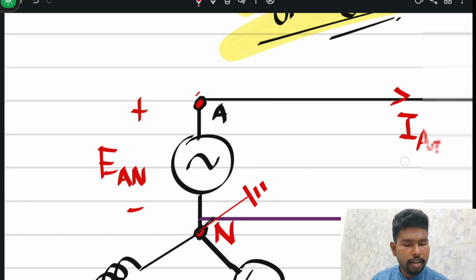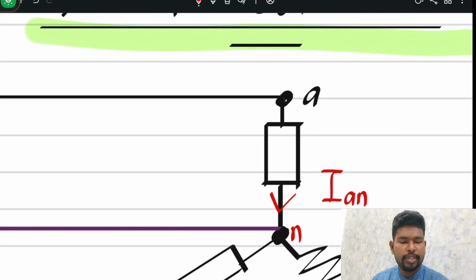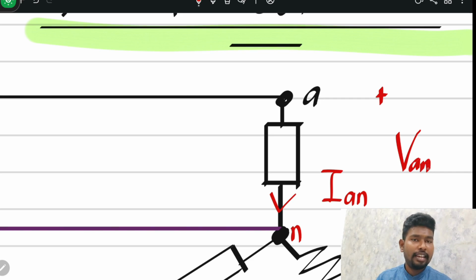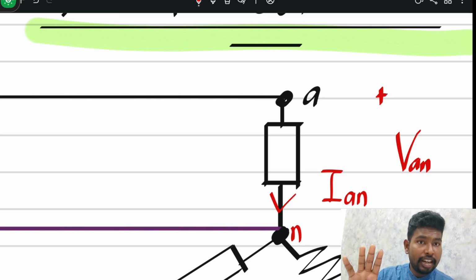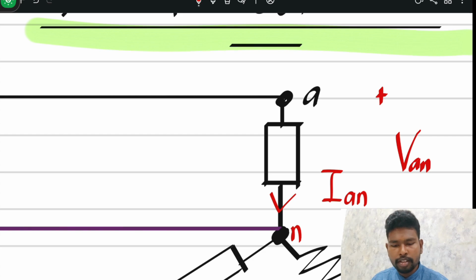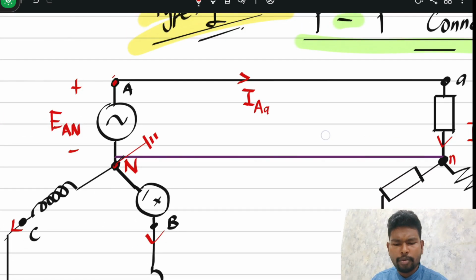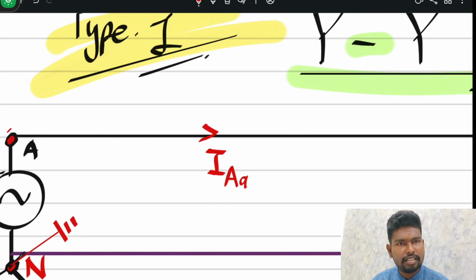Whereas for the load, we use V, which is VAN. In this case, it's lowercase a and lowercase n, because I label it so. I label the load node as lowercase a and the node of neutral as lowercase n. Therefore, the voltage across the load is VAN. Understand? Alright.